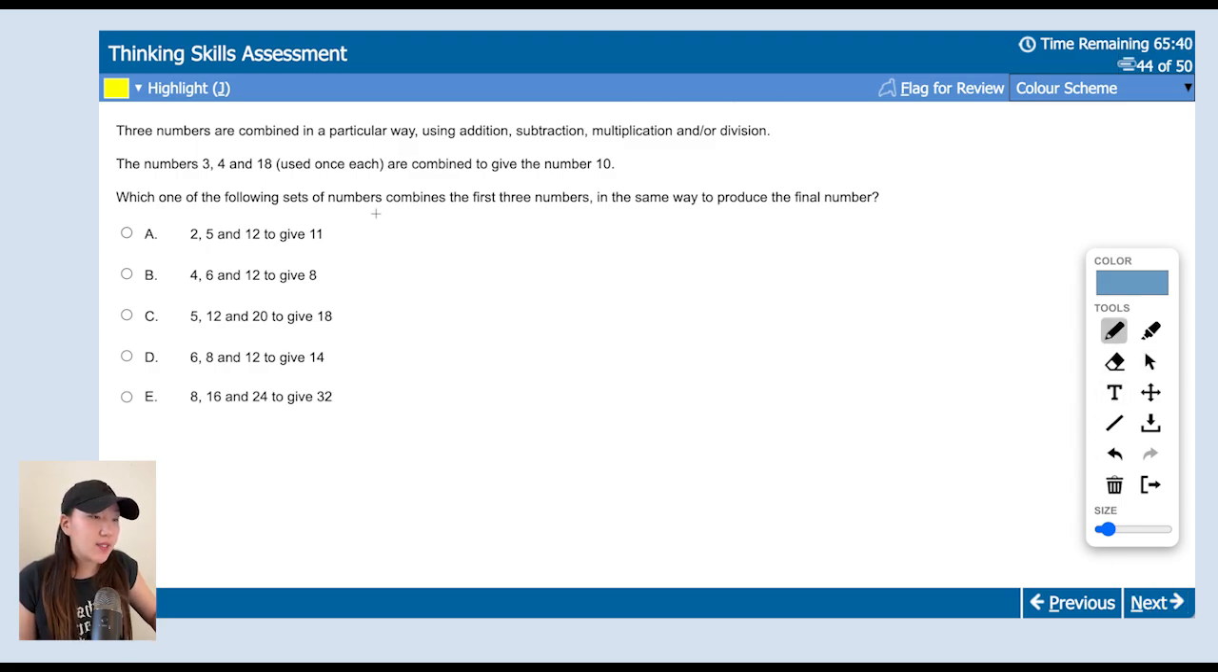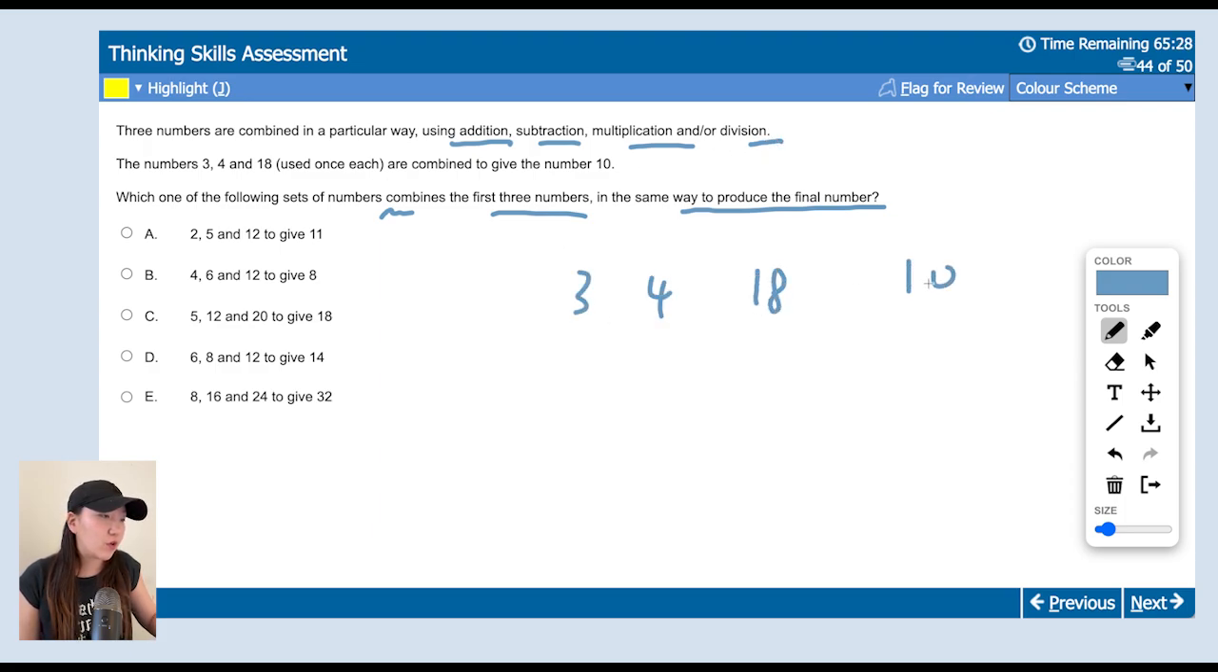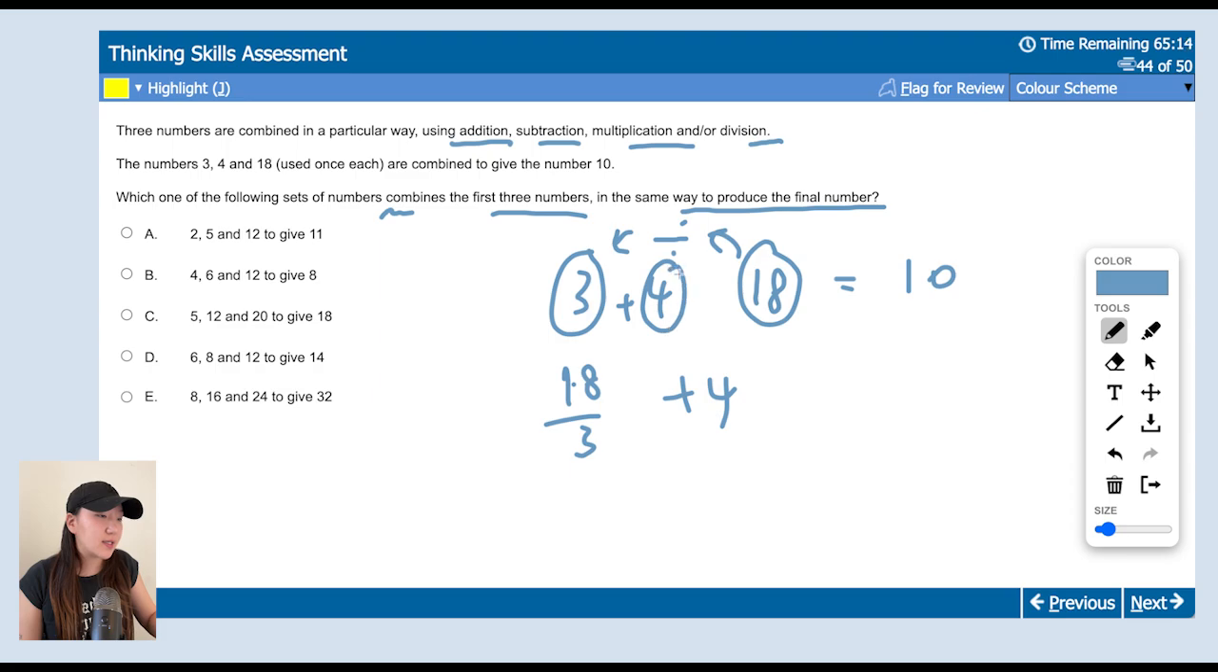Okay, which one of the following sets of numbers combines the first 3 numbers in the same way to produce the final number? These numbers can be combined using addition, subtraction, multiplication, or division, and the numbers are 3, 4, 18, and it makes 10. The only way to do that is going to be 18 divided by 3 plus 4. So it's this one divides into that one, and then we add this one to make 10. So we can just match it now. 12 divided by 2 plus 5 is 11. So the answer is A.